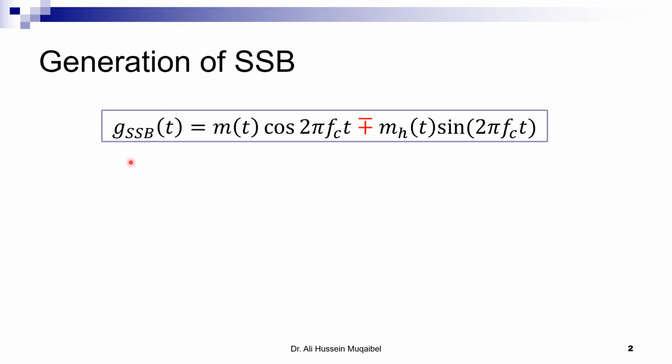So, generation of single sideband. The general form for single sideband is m of t times cosine minus or plus m_h, the Hilbert transform, times sine. We have derived this in the last video. Now, you use minus sign if you want the upper sideband or positive sign if you want the lower sideband.